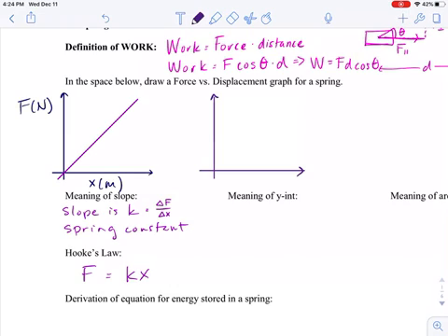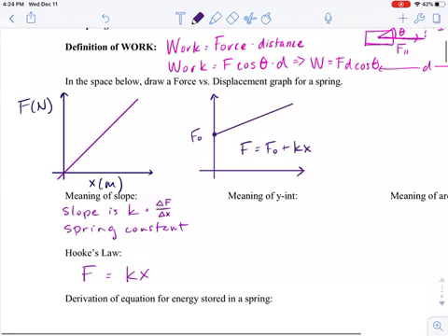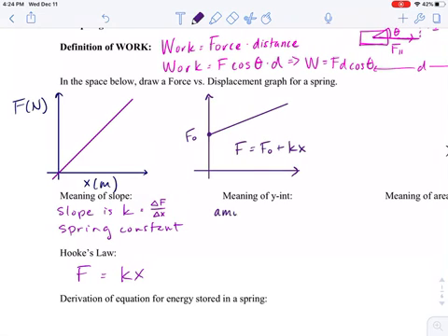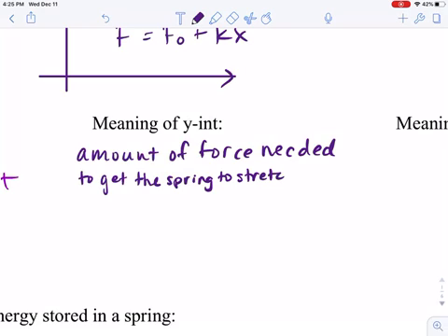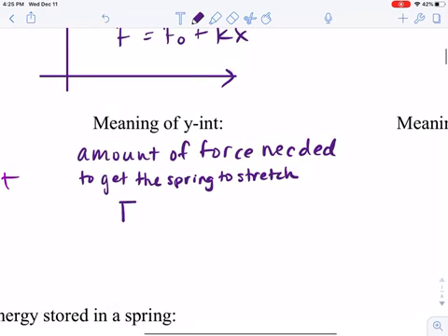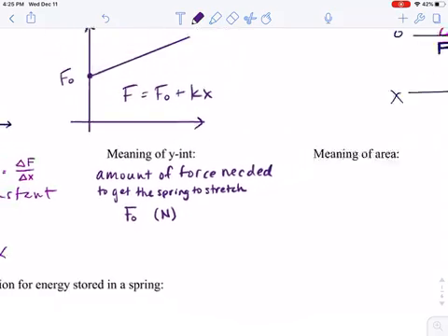Oops, let me try that again. So we have a non-zero Y-intercept. I can write the equation here as F equals the initial force plus kx. In this case, the meaning of the Y-intercept is the amount of force needed to get the spring to stretch, and we're going to measure that in newtons.